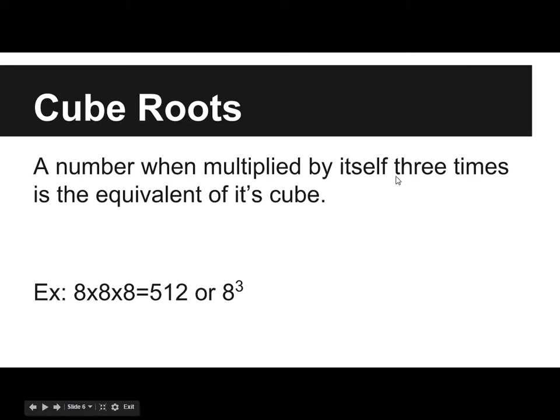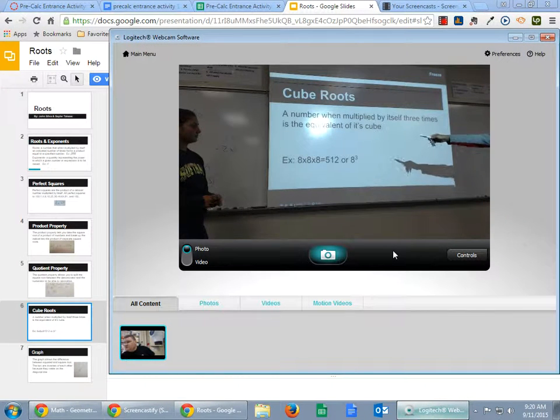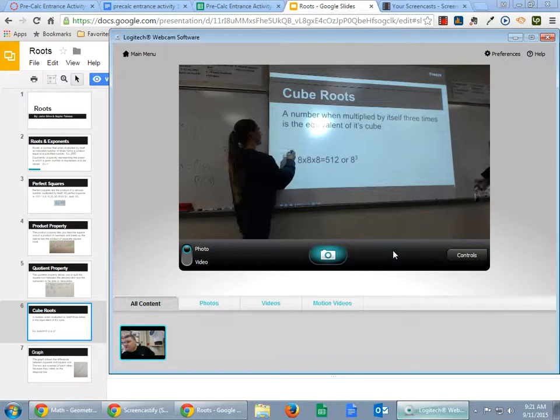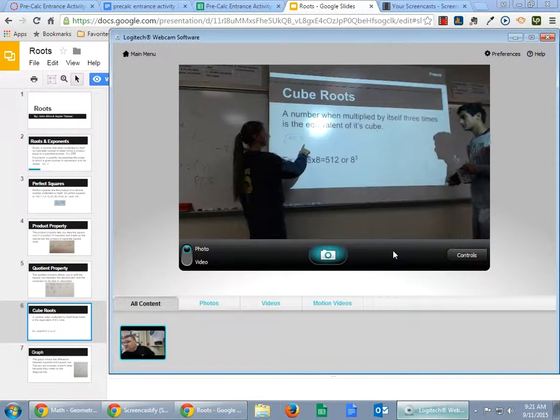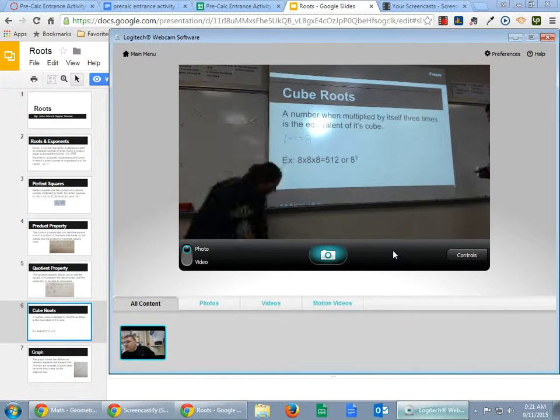And in cube roots, a number when multiplied by itself 3 times is the equivalent of its cube root. So an example would be 8 times 8 times 8 would equal 512, or 8 to the third. And then to be the opposite of that, you have the cube root of 512, which would equal 8. If you do it backwards, this would be 8 to the third. Going backwards.